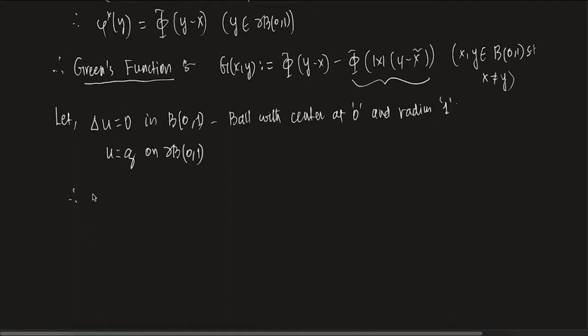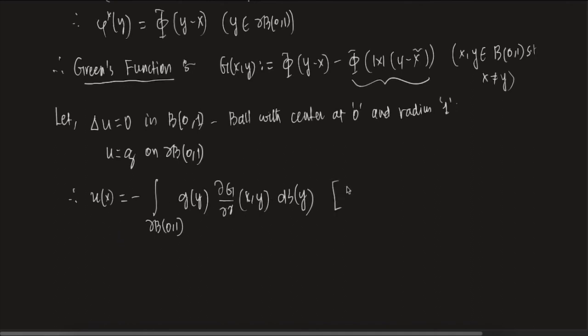Therefore, you use the representation formula. If you use it, you can see that u of x will look like minus the integral over the boundary of B01 of g of y times del g del gamma of x comma y d s of y. Clear? Where is this coming from? You remember in the last lecture we talked about the representation formula. In it, there is another part, but that part is zero because Laplacian u equals 0. So this essentially boils down to the boundary.